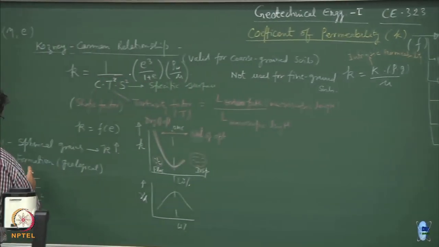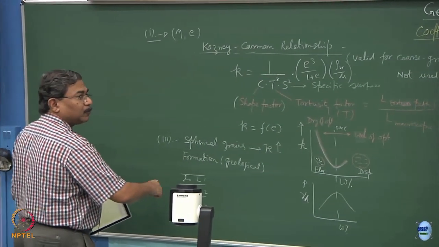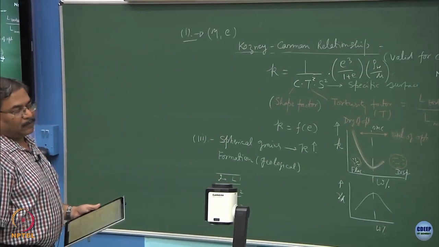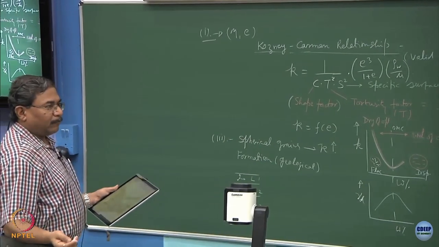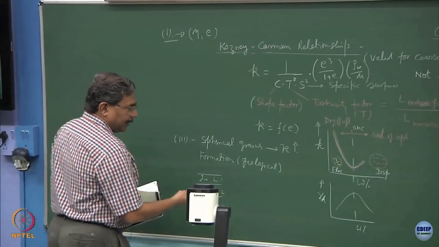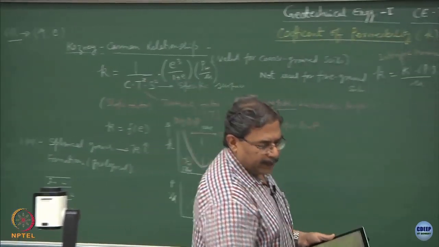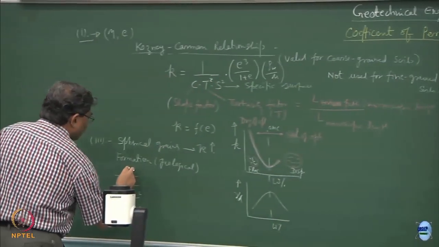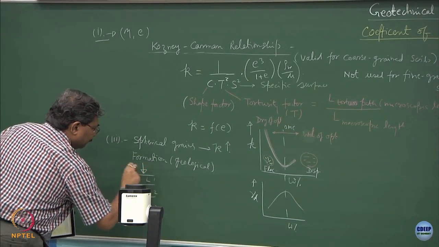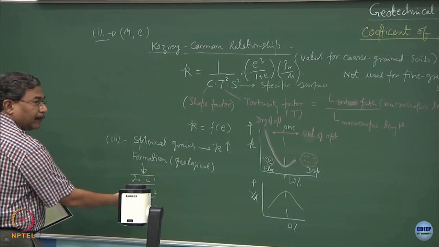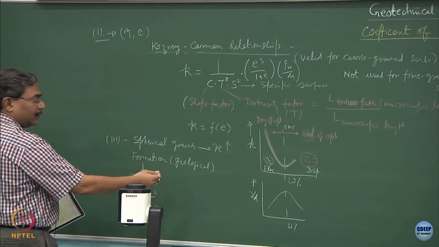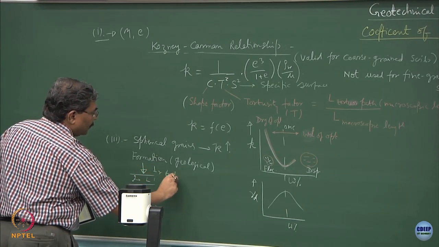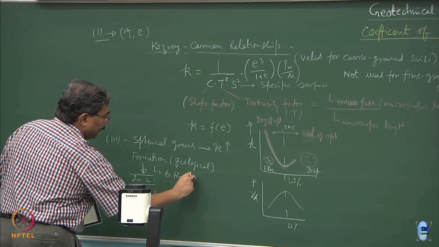Now, this type of formation may occur in nature by virtue of deposition. You remember we had talked about all these things quite earlier when we were talking about how soils are formed. So, in this case, we would be very eager to know what happens to the hydraulic conductivity when the flow is taking place perpendicular to the bedding direction. So, this is the flow which is perpendicular to the plane of bedding.